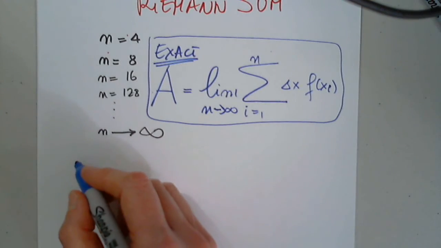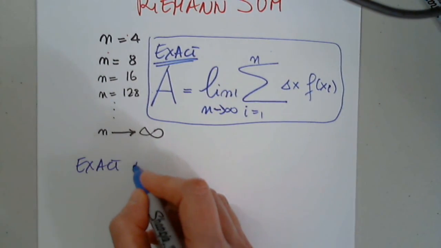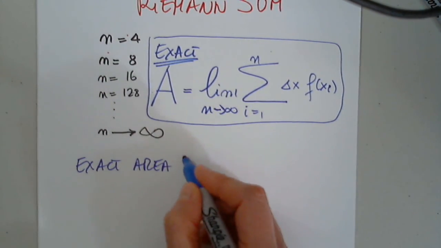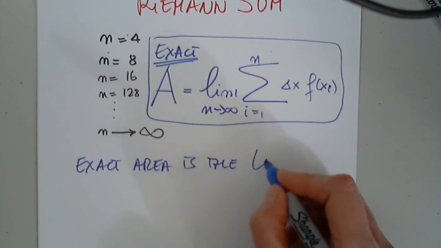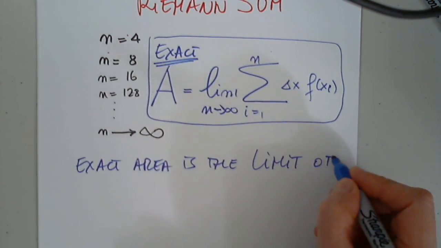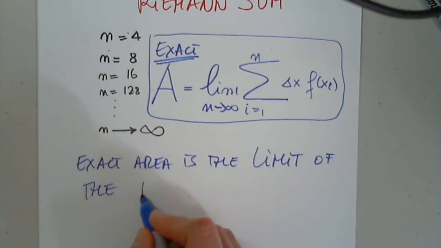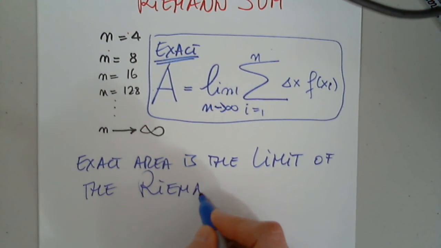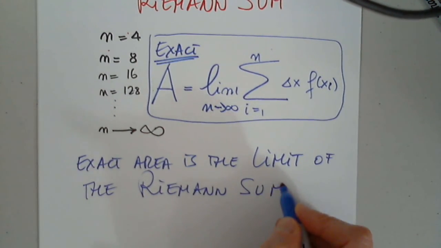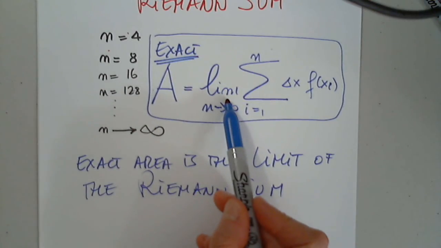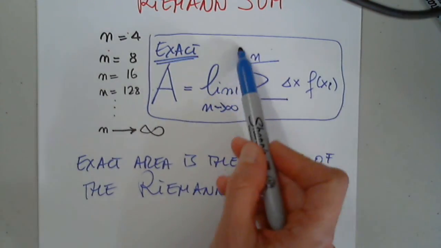So we would write that the exact area is the limit of the Riemann sum. The exact area is the limit of the Riemann sum.